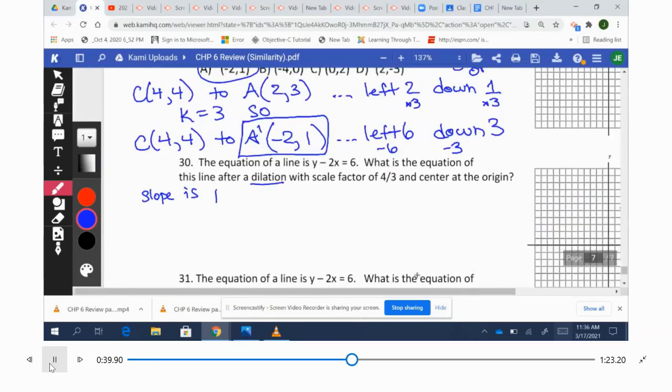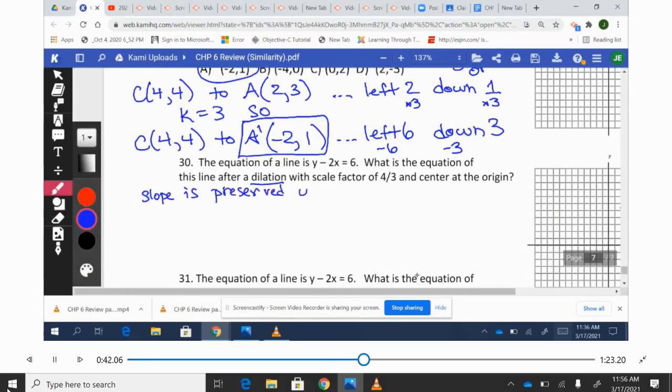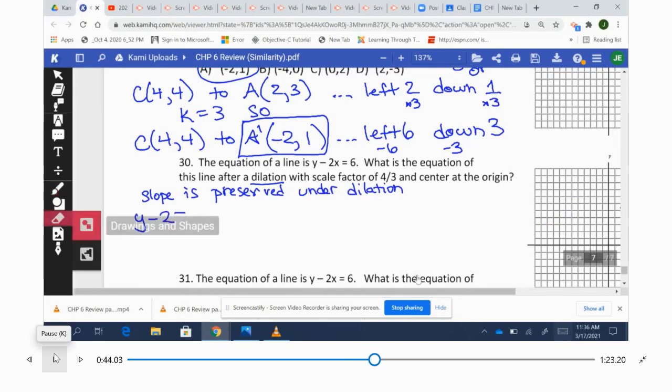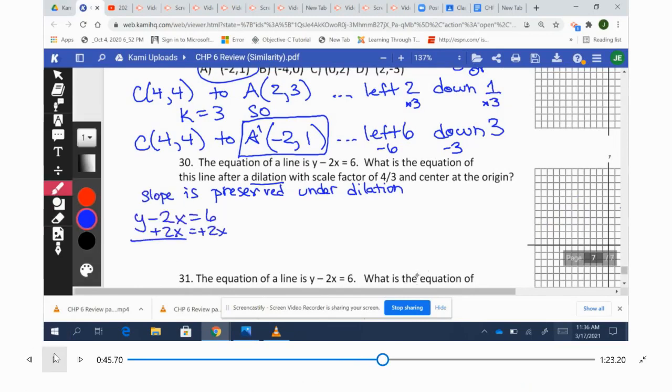Okay, so now we get into our dilate lines. What we have to know for these last couple is slope is always preserved under dilations. So if we dilate a line, you're going to get a parallel line or the same line because slope's preserved. Same slope means parallel. So now, since the center is at the origin, I knew that this line did not hit the origin.